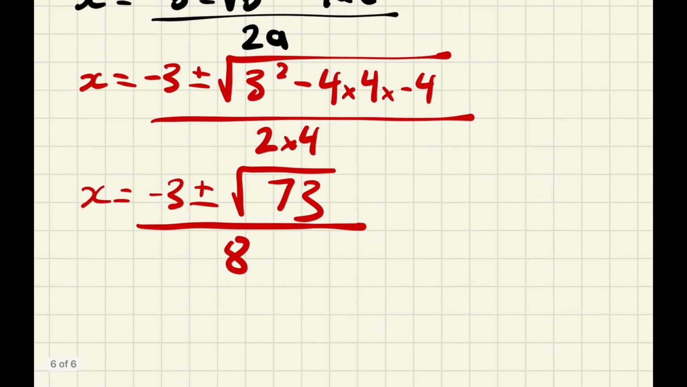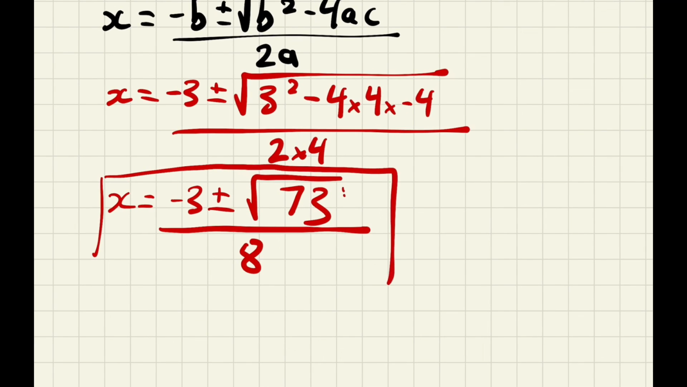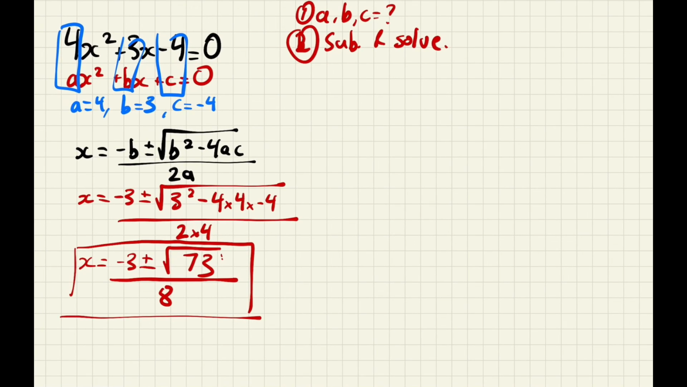Now we've simplified everything, mostly. The final thing for us to do is to have a look and see if this root 73 can be simplified. And the short answer is it cannot, because there are no square numbers that divide into 73, because 73 is a prime number. So therefore, we'll stop there and say that this is our answer here. x is equal to negative 3 plus or minus root 73 all over 8. And that is how we solve a non-monic quadratic equation using the quadratic formula.